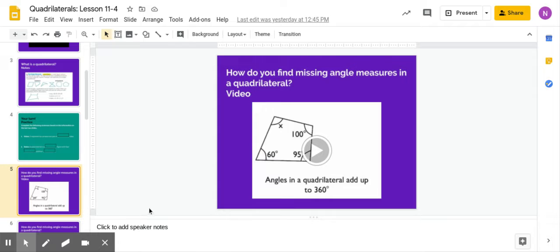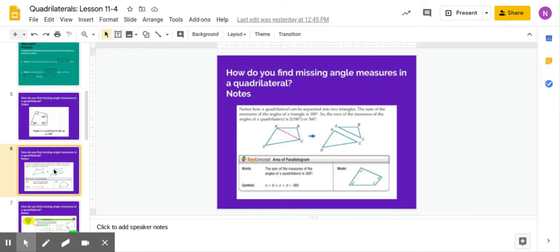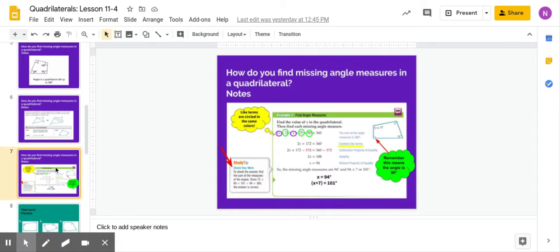All right. Next, another video. Again, it says video, so you should be watching this. Then as you go down, there are actually two sides of notes for this one. And here I added in some extra notes for you to remind you that that square in the corner means that it's a 90-degree angle or a right angle.